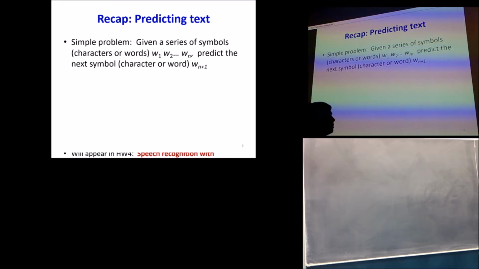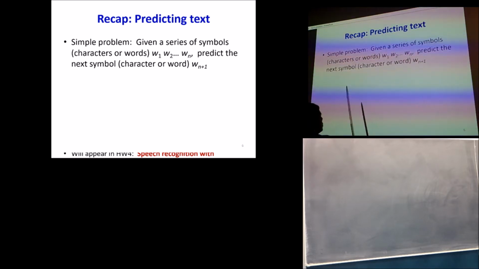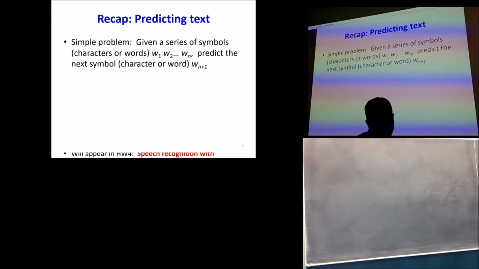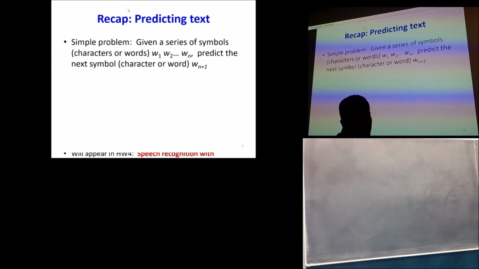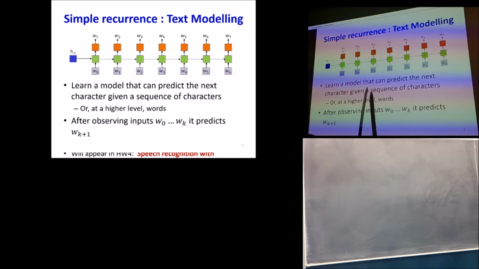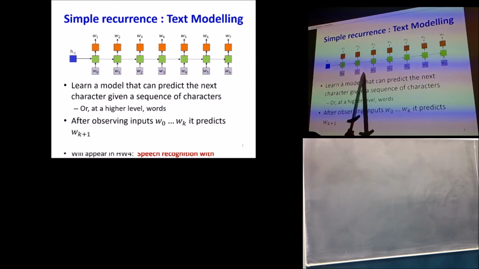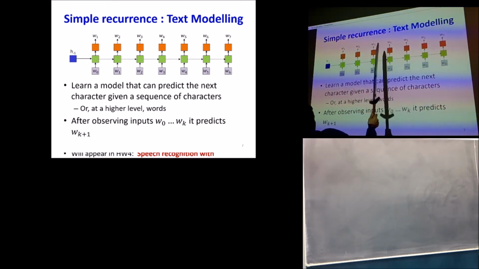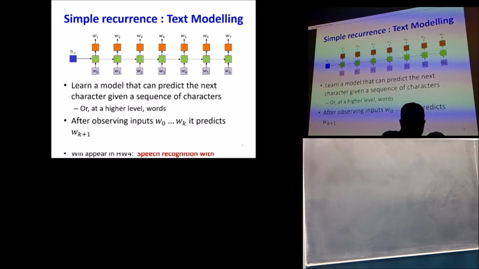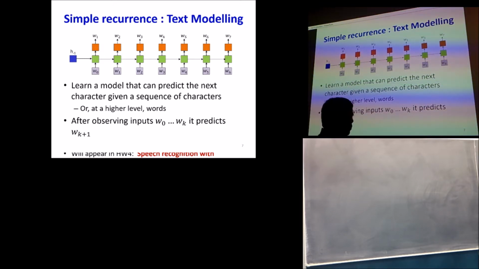And that is the problem of predicting text. Here was the simple problem. You're given a series of symbols, which could be characters or words, W1 through Wn, and the problem was to predict the next symbol, which could be the next character or the next word. So the problem there was to learn a model that can take in a sequence of words and learn to predict the next word, or more generally take in a sequence of symbols, W0 through Wk, and learn to predict what Wk plus 1 was.